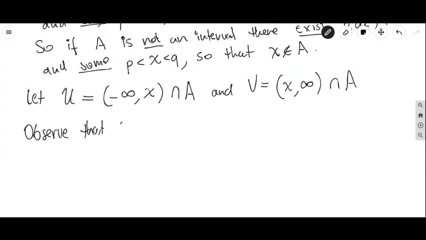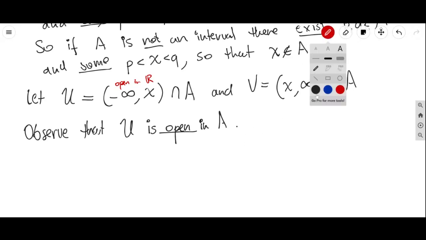And then observe that U is open in A. This is an open subset of A for the simple reason that this interval is open in R. It's open in the ambient space. So in the subspace topology, if you take something that's open in R, which is this open interval, and intersect it with A, then the resulting set is by definition an open subset of A.